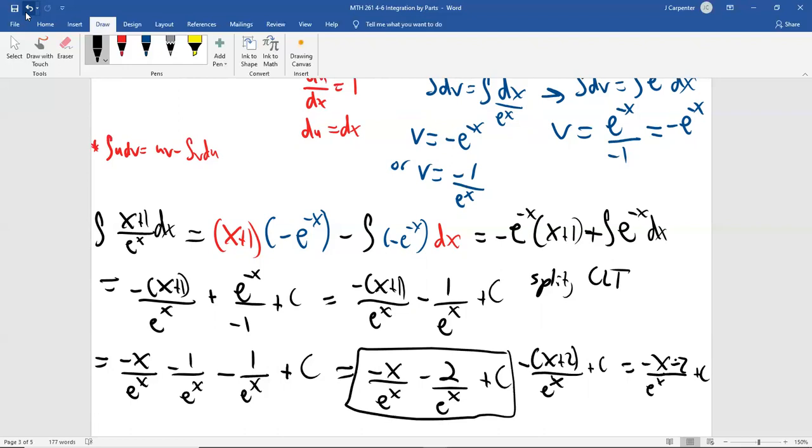Some people might combine like terms while there's still e to the negative x's. That is an option. This is not the only way to have completed this problem. It is very rare that I give you an only way to complete a problem because that's how calculus works. They're usually just the best ways, the easiest ways, so to say.